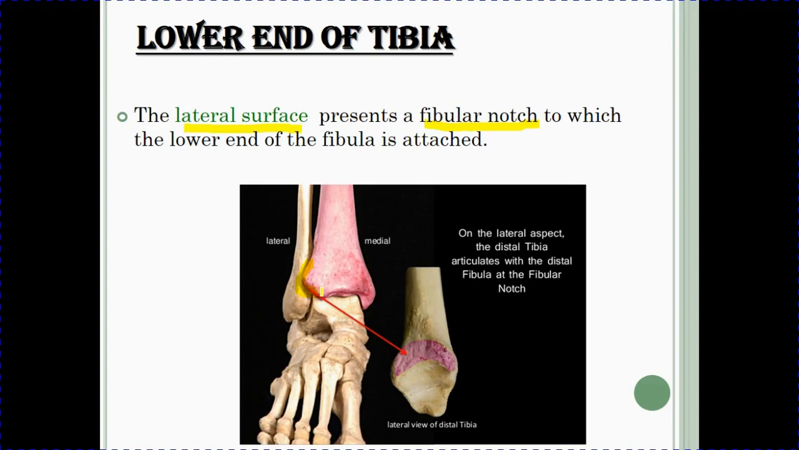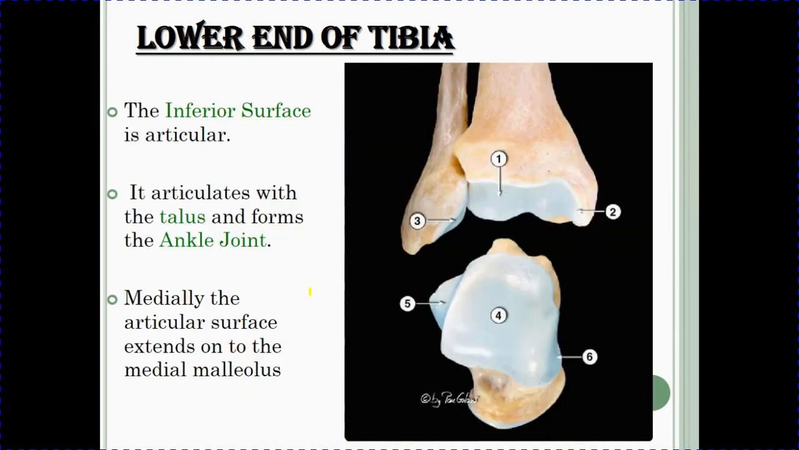So we said that the lower end has how many surfaces? It has 5 surfaces, right? You don't have to confuse them. This is the anterior surface, and we said it has a smooth part and a rough part. It has a medial surface which is continuous downward with the medial malleolus. It has a lateral surface which has a fibular notch.